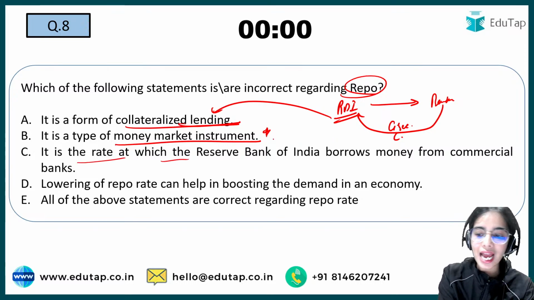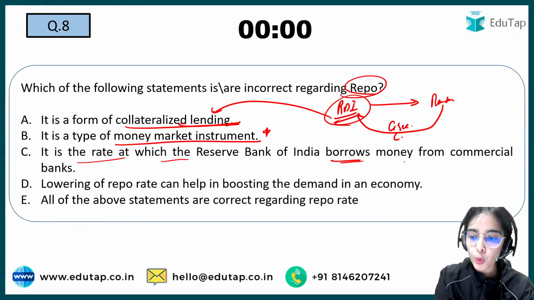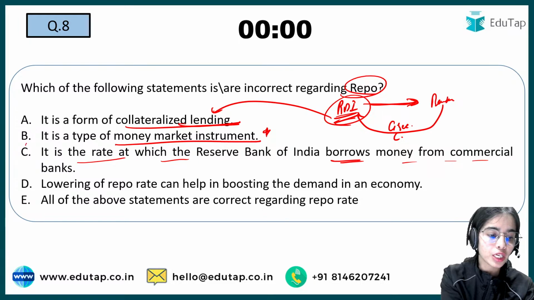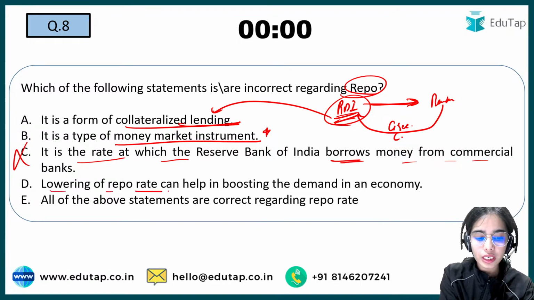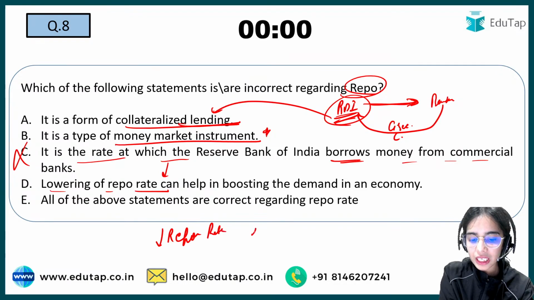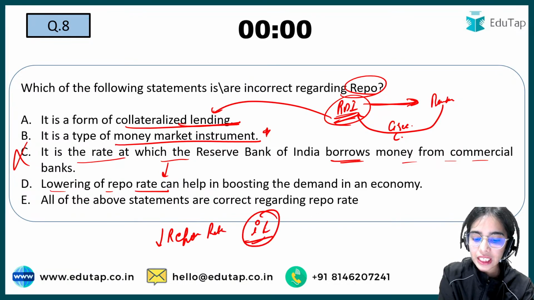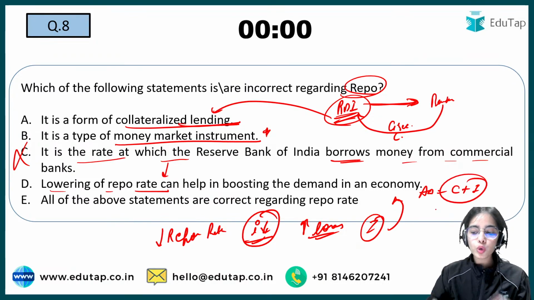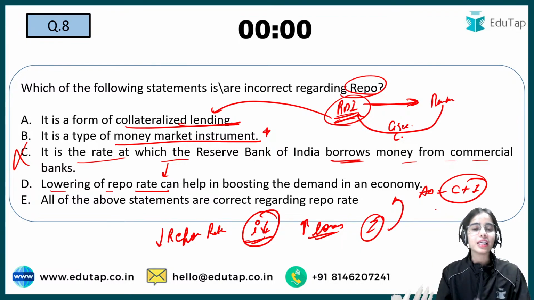It is the rate at which RBI borrows money from the commercial banks. No, it is the rate at which the RBI is lending money to the banks. Okay, so this is wrong. Lowering of repo rate: if the repo rate is lowered, that means the interest rate in the economy will decrease, and when the interest rate is decreased, more loans will be taken for investment purposes, and this will boost the demand, this will boost the consumption in the economy, because more loans can be taken for consumption and for investment purposes.